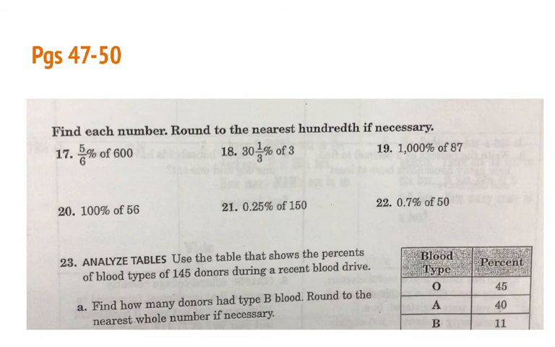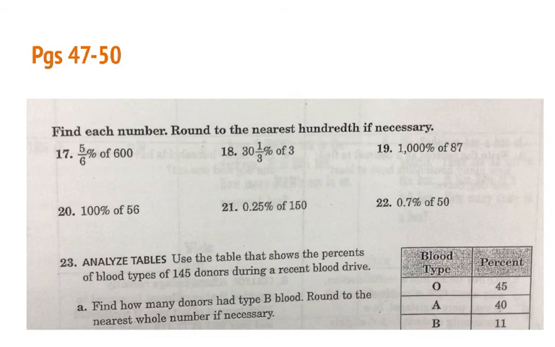Erase this here, and it says to find each number up at the top. We're going to skip down to number 17. Round to the nearest hundredth if necessary. Now we need to be careful on these ones because our percents look a little different.